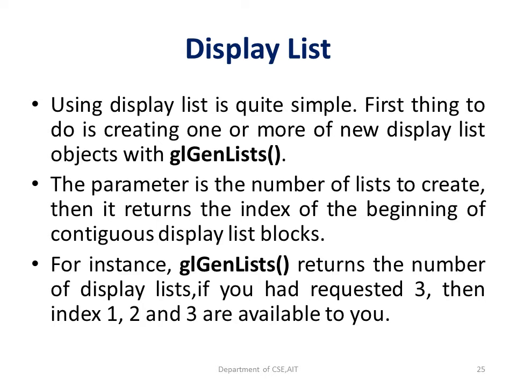This parameter gives us the number of lists to create, and it returns the index of the beginning of the continuous display list blocks. For example, in glGenLists, if I give the range as 3, then I will get the values 1, 2 and 3. That means 3 display list objects are available to me: display list objects 1, 2 and 3.